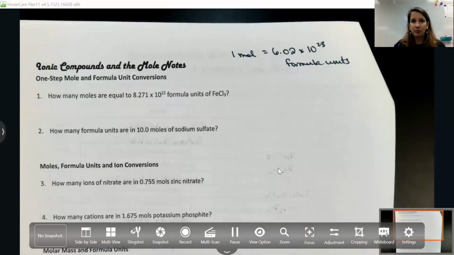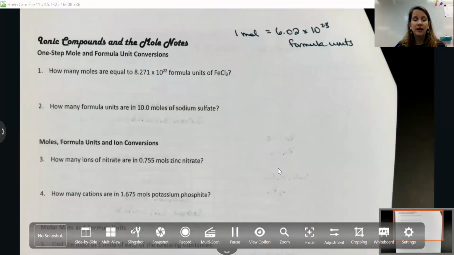I'm going to work one problem in each section here. All of the other problems are worked out in the PowerPoint if you need to check your work after you attempt some of these to refresh your memories, or reach out to me if you need some help on these mole conversions. Okay, so first off, how many moles are equal to 8.271 times 10 to the 22nd formula units of iron 3 chloride?